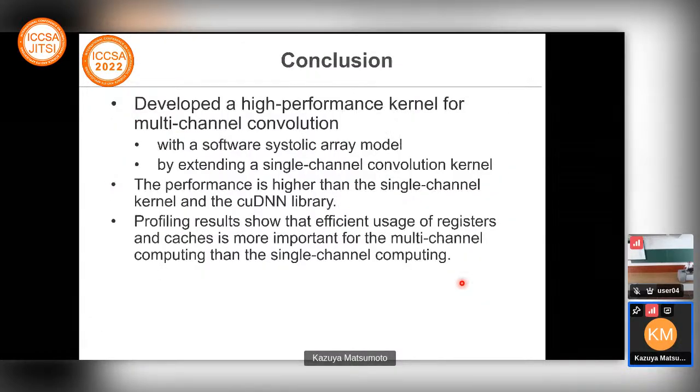Okay, I'd like to conclude this presentation. We have developed a high performance kernel for multi-channel convolution with a systolic array model by extending a single channel convolution kernel, and the performance is higher than the single channel kernel on a GPU. The profiling results show that efficient usage of registers and caches is more important for multi-channel computing than for single channel computing. This is all for my presentation. Thank you for your kind attention.